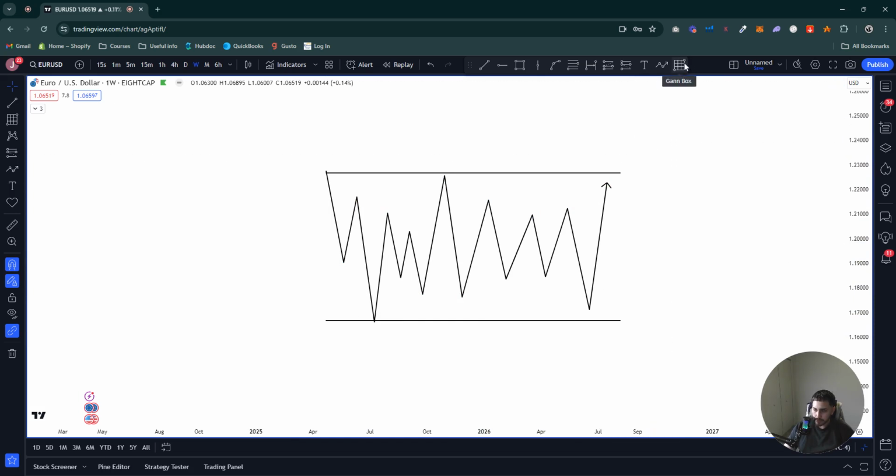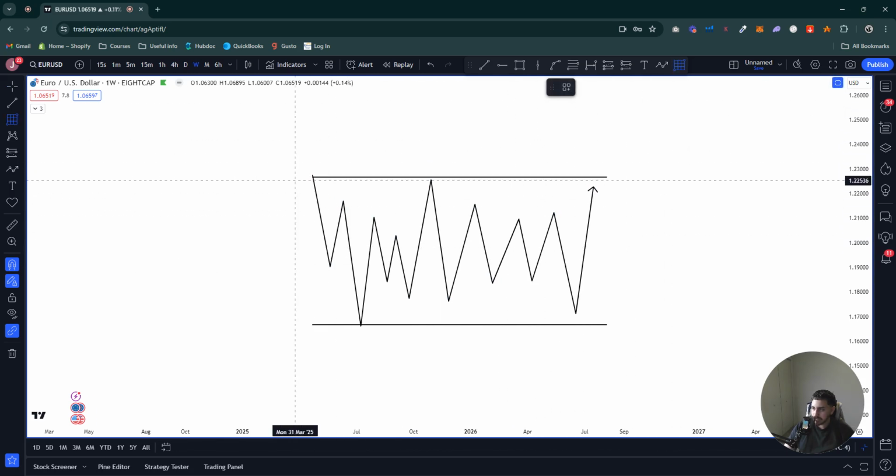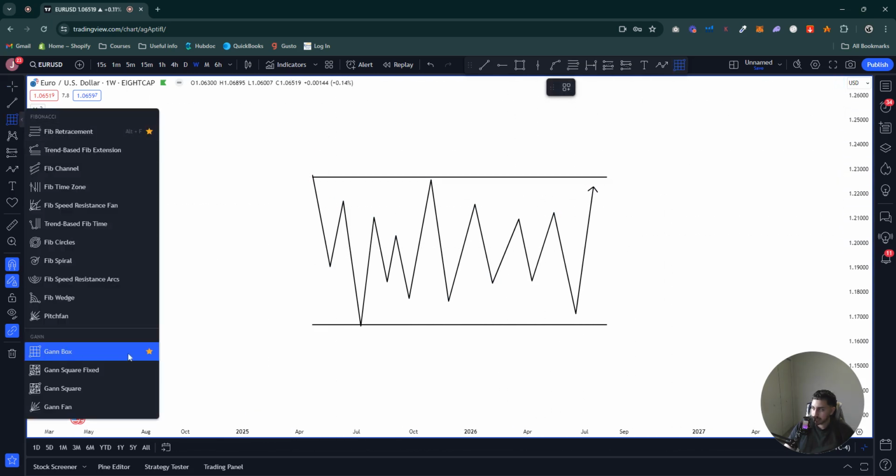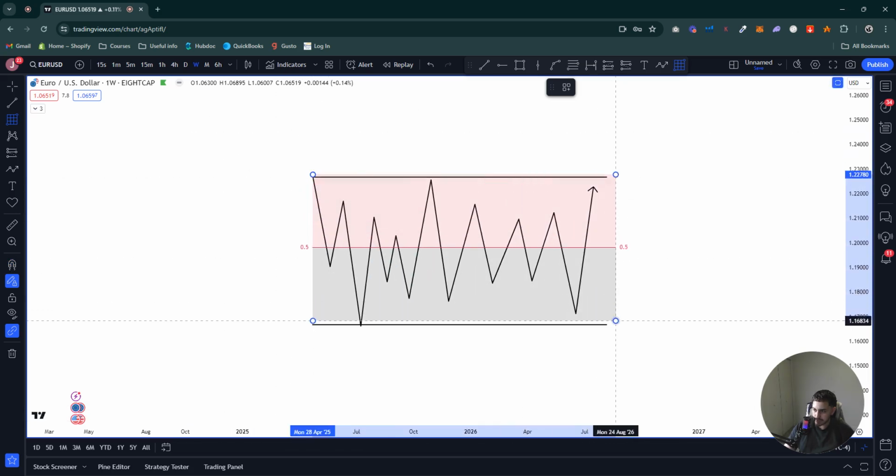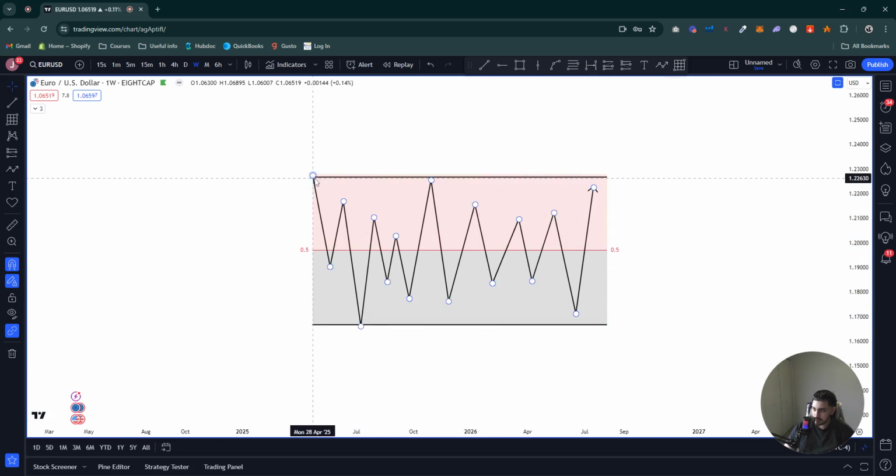Premium and discount basically is going to be the 50% level of this range. Anything above it is going to be premium. Anything below it is going to be discount. If I take out this handy tool called the Gann box, you can also use the fib retracement tool, which I mainly use, but we're using the Gann box because it's easier on the eyes. The red box is going to be called the premium of this external range, when the market is in a premium. And then the bottom, right below the 0.5 or the 50% of this range, is going to be discount.